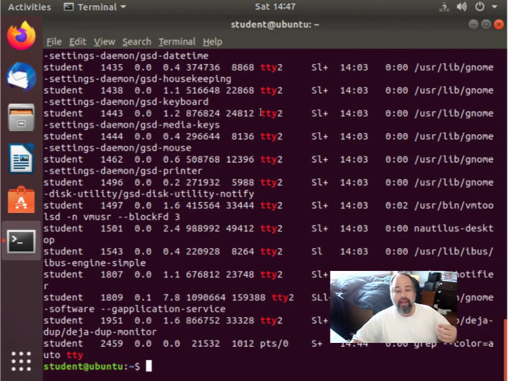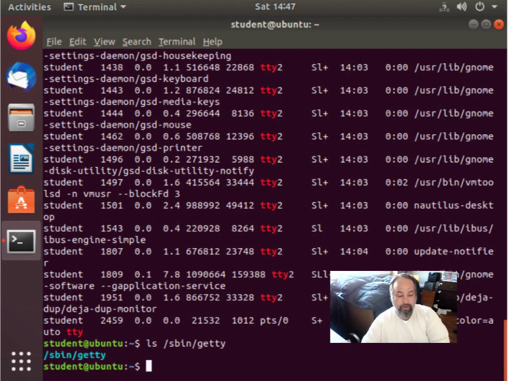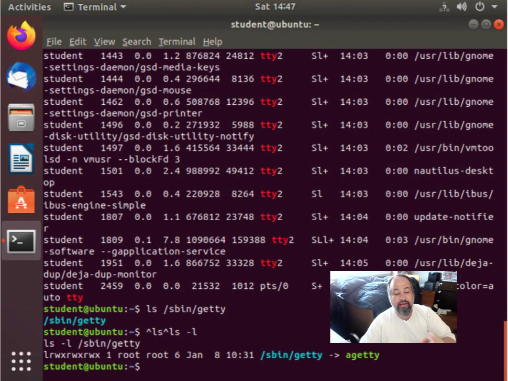Now, a getty is get TTY. If you do ls /sbin, which is for root user type applications, and look for getty, you would see it there. And if we replace ls with ls -l, we would see that getty is a symbolic link to agetty.